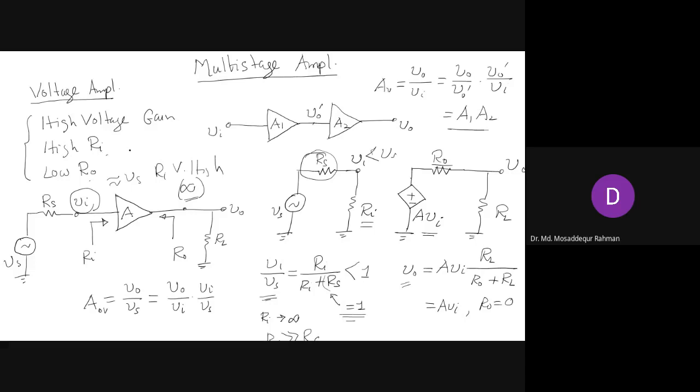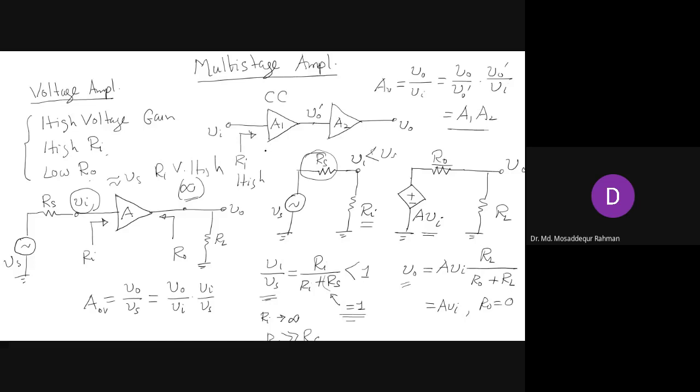Does anyone remember? Common collector. Exactly, common collector has the high input resistance. So if you add a common collector at the input side, then you satisfy that requirement of high input resistance. RI will be high. So you get high input resistance, you meet these features, and you minimize the loss.